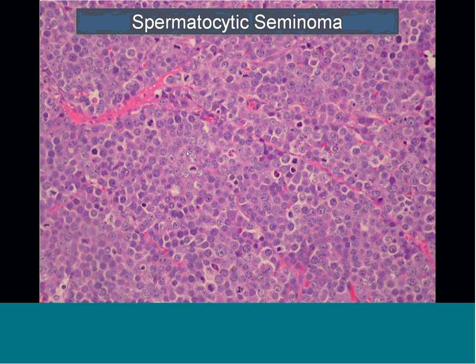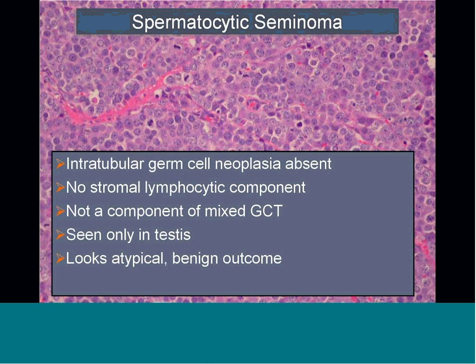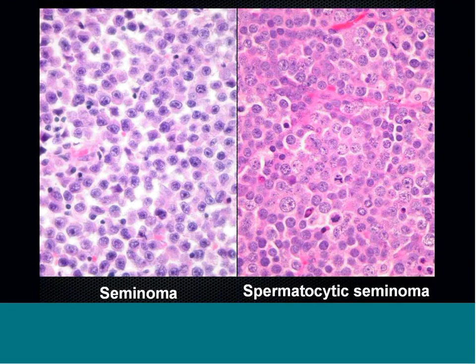A unique tumor that's most commonly seen in the elderly population is spermatocytic seminoma. It has unique features, but one thing I would like to remind you about this tumor: it's rare, and you'll never see one in females. It's present only in males, only in testes, and looks atypical, but behaves in a benign fashion. It could look very similar to a seminoma, especially the plasmacytoid appearing seminoma.